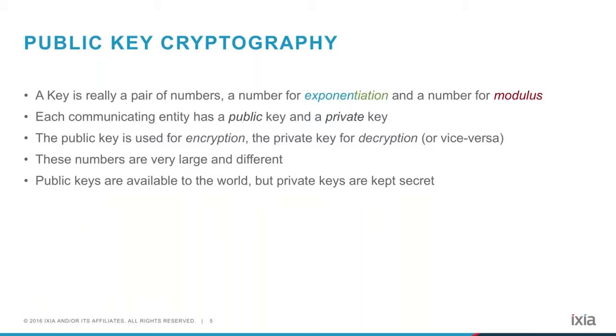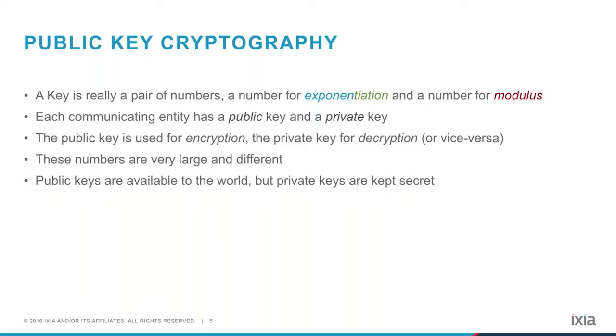Now, public keys, as the name implies, are available to the world. They're freely distributed. Everyone has access to them. But private keys are kept secret. And that's why I say that the public key is typically used for encryption. So this means anyone out in the world can encrypt a message for you using your public key, and then only you can read it using your private key.